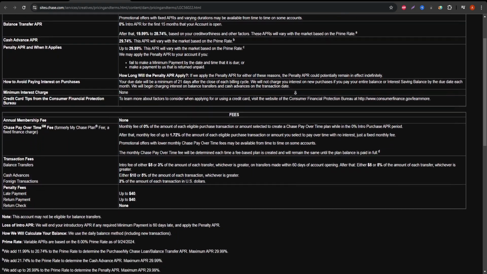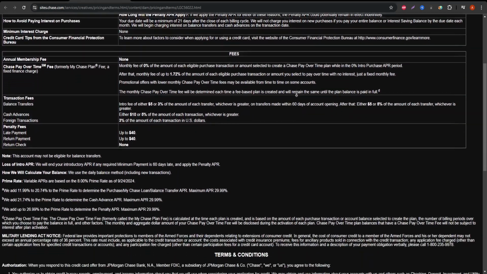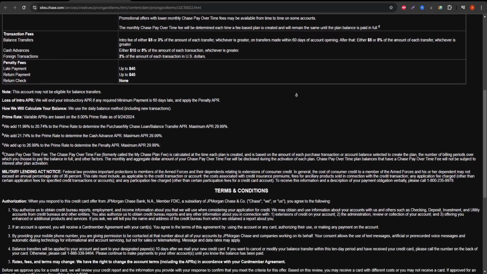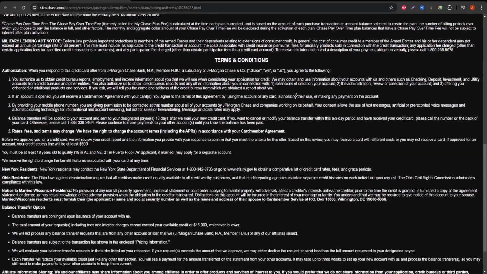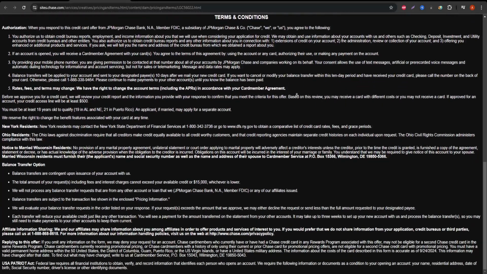In summary, the Chase Freedom Flex is a solid choice for anyone looking to earn rewards without paying an annual fee. It's especially great for those who are good at planning their spending to align with the rotating categories. If you want flexibility, no annual fee, and high rewards potential, this card might just be your perfect fit.